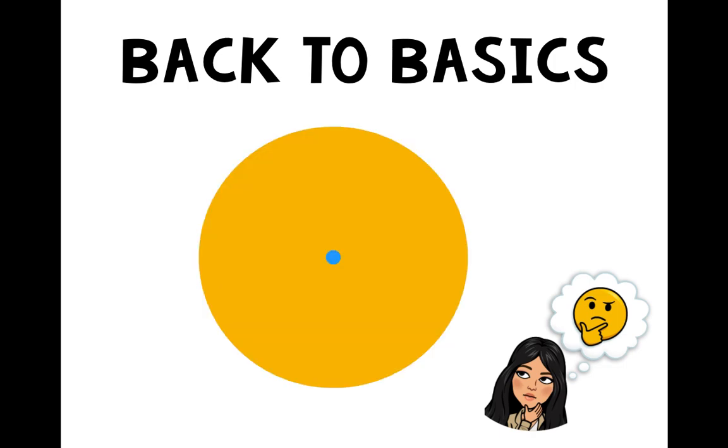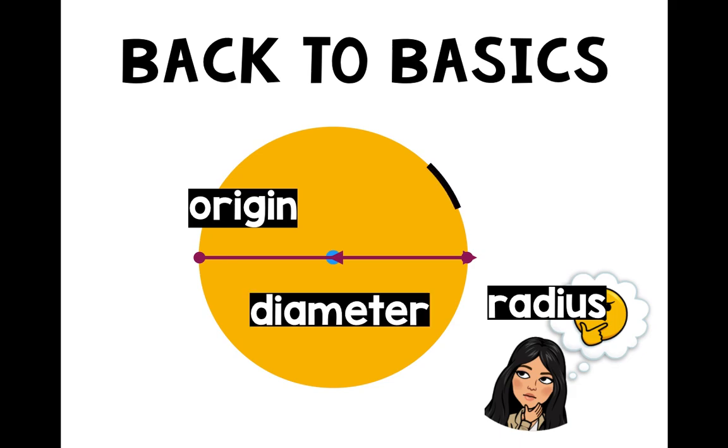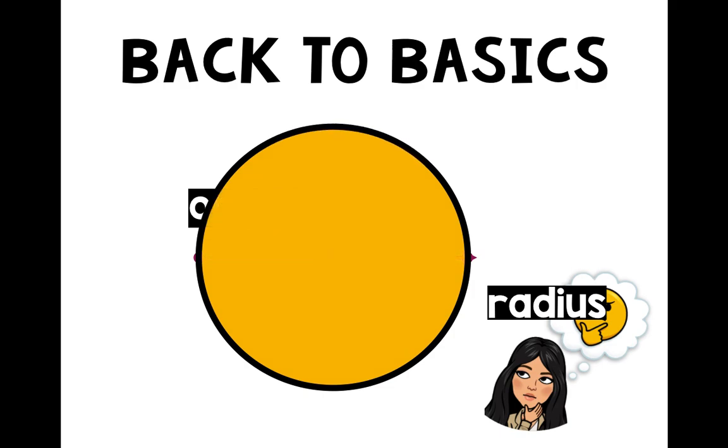Okay, so what do you call this part of the circle? The origin. What is this part? Okay, this is called the radius, and we stretch that across. What is the distance? This is the diameter. And then we know that this part is a perimeter, and we call that circumference.